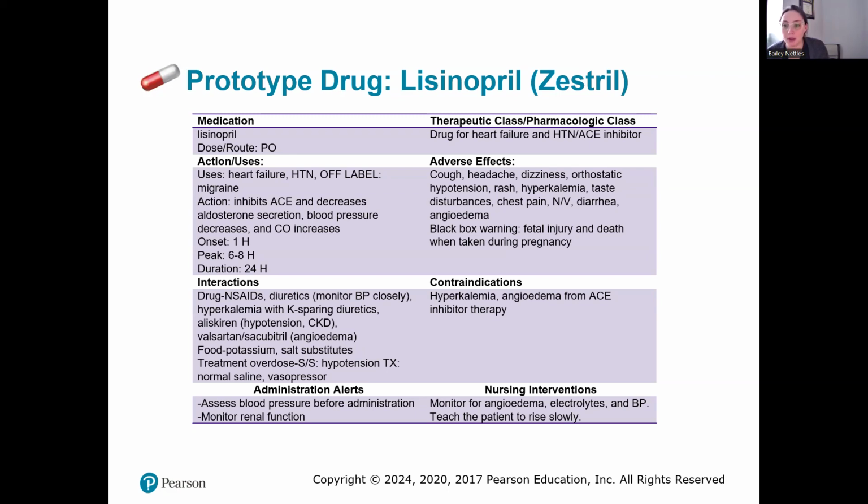Okay. Hyperkalemia is a contraindication, right? And then angioedema from other ACE inhibitor therapy. If I've already had angioedema once, I don't need to do it again. Okay. Assess blood pressure prior to administration. Assess renal function because it works in the kidneys. And if your kidneys aren't working, it's not going to do any good. Monitor for angioedema, electrolytes, and blood pressure. Teach them about orthostatic hypotension, rising slowly, things like that.